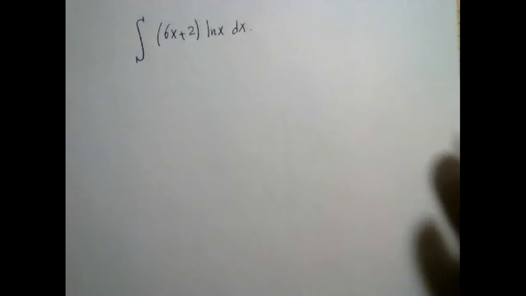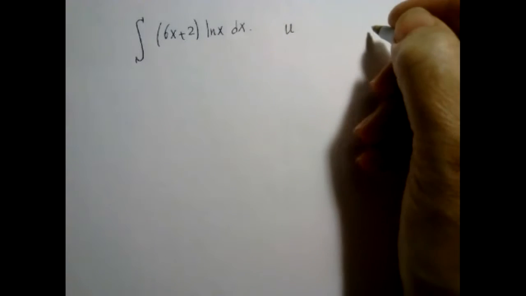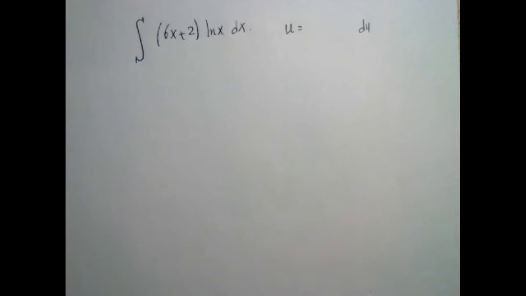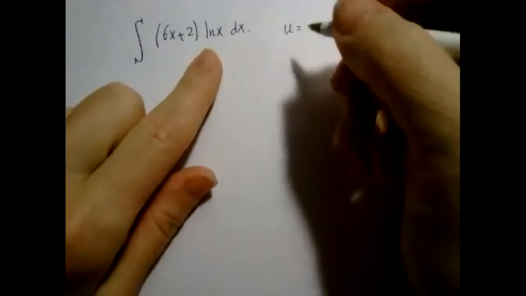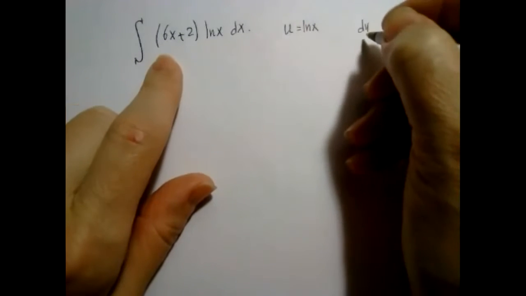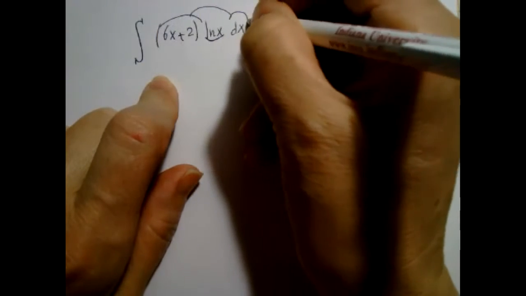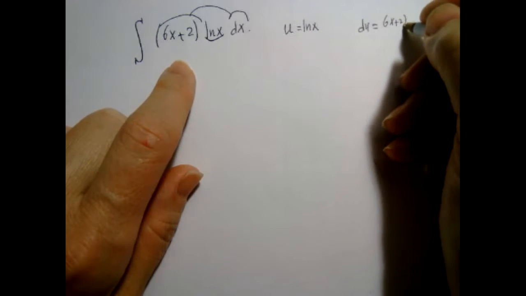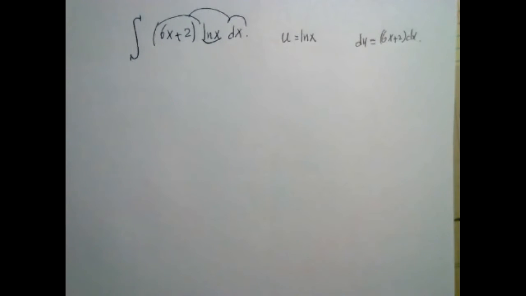So how shall we do that? We have to introduce a u. We have to make a choice of u and a choice of dv. What's a good choice of u in this particular problem? ln of x. ln of x is my choice of u. And dv, once you pick the ln of x, is the leftover. So the dv would be 6x plus 2 dx. Now we do that, and that's what will give me what?